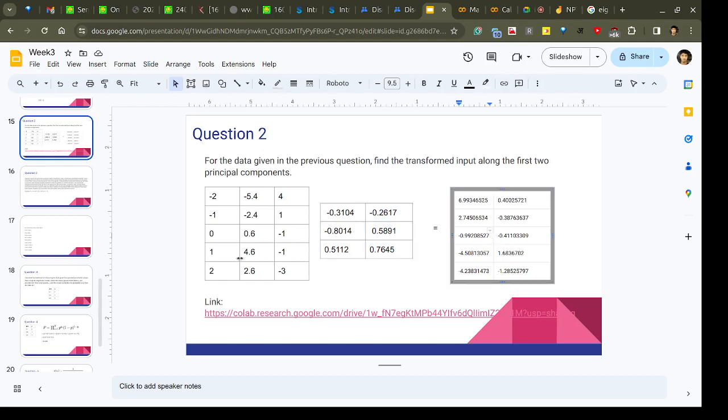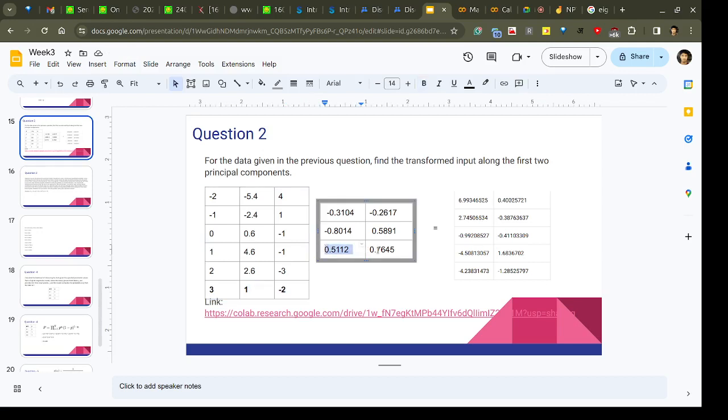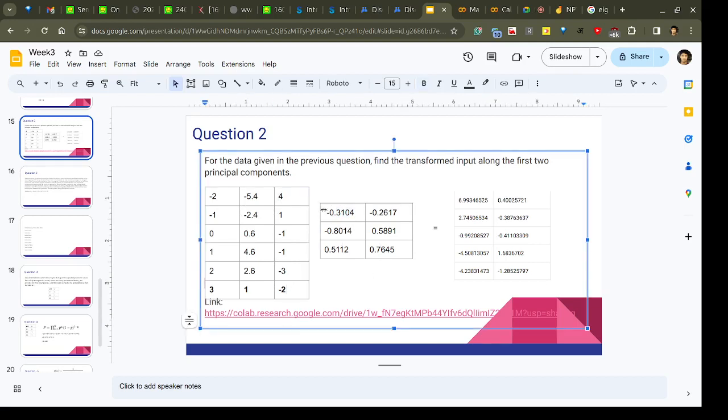Suppose there is a new data point, say 3, 1, and maybe -2. This is the test point. As long as I am transforming it using the same transformation, it is fine. We cannot use a positive eigenvector for one row and a negative one for another row. As long as we are using the same transformation function, positive or negative is okay.